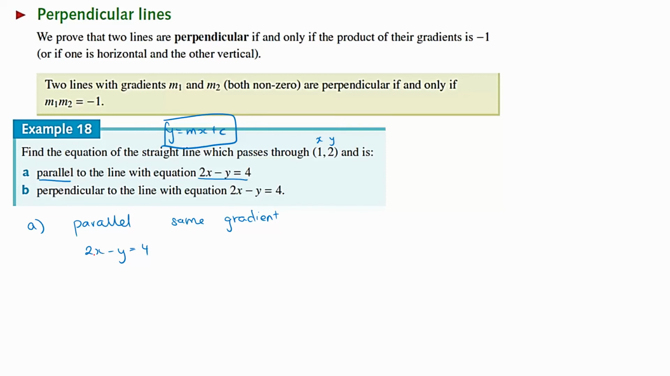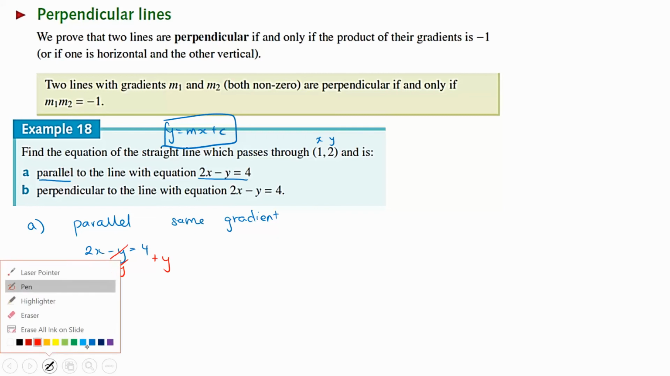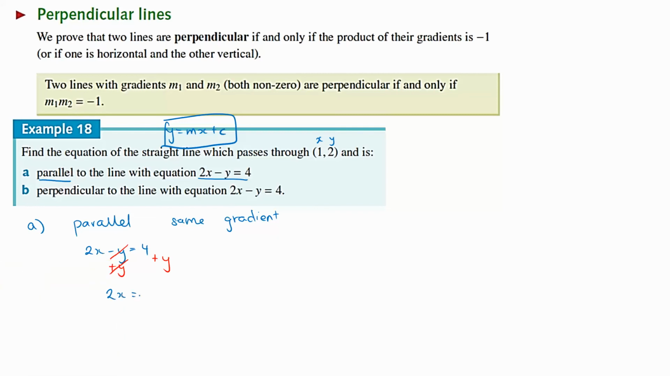Now, I know a lot of students would subtract 2x on both sides, and then divide it all by negative. You can do that. There's absolutely nothing wrong with that. I personally just like to add and subtract. So I can see here is a negative y. So for me, what I would do is I just say opposite of minus y is plus y. If I do that, minus y plus y cancels out to be 0. Then what I have now is 2x equals 4 plus y.